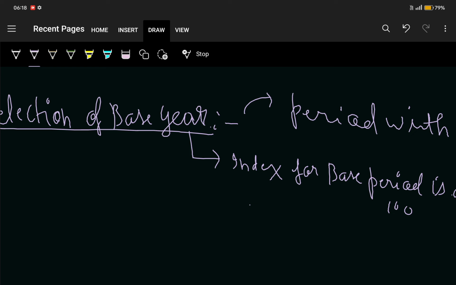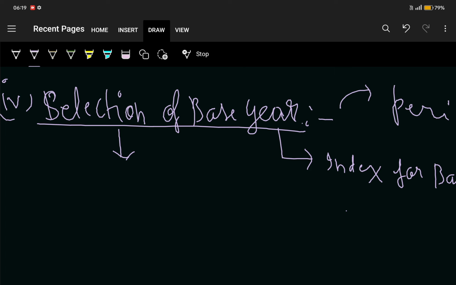So the base period should be a normal period which is free from economic boom and economic depression, and it is also not too distant from the given period. If the difference between the given period and the base period increases, the relative measure will not be as accurate as it should be. So base period should be a normal period.